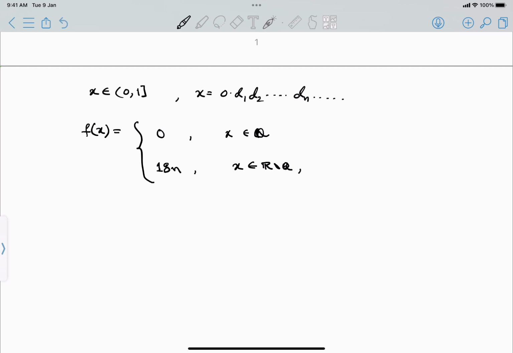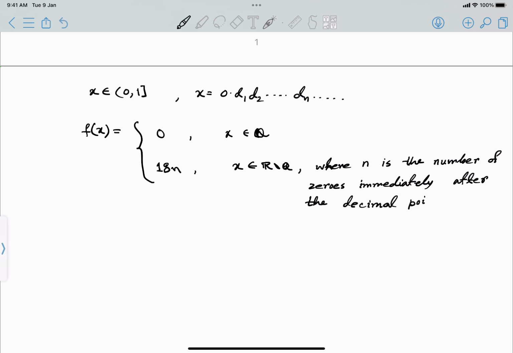And what is this n? Where n is the number of zeros immediately after the decimal point up to the first non-zero digit.